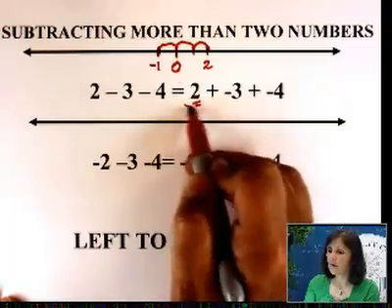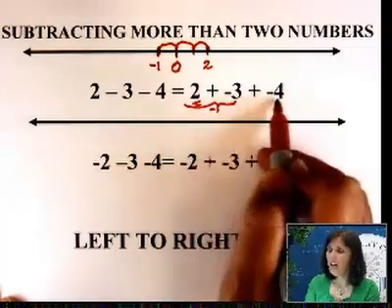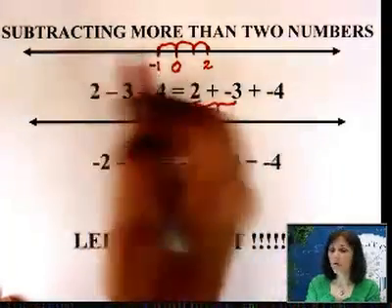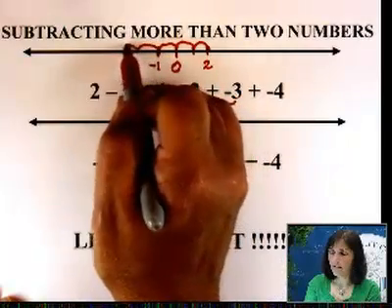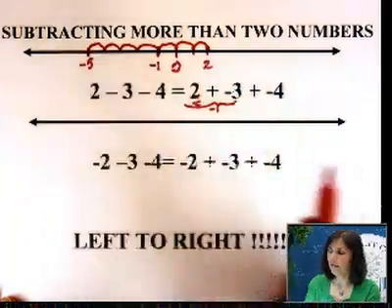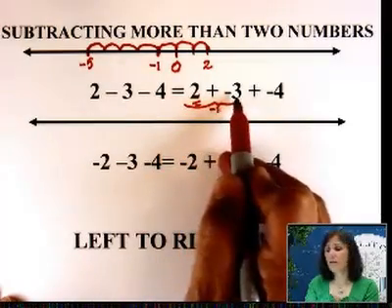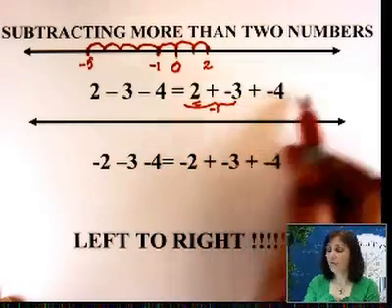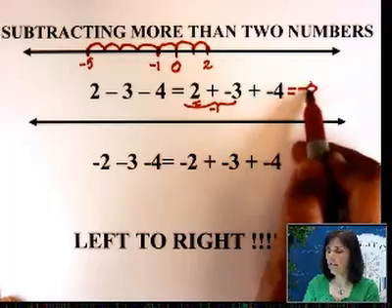So this one gave me negative 1. Plus negative 4. That means I'll keep on going to the left. 1, 2, 3, 4. Where did I end up? At negative 5. So 2 plus negative 3 is negative 1. Plus negative 4, that's negative 5.